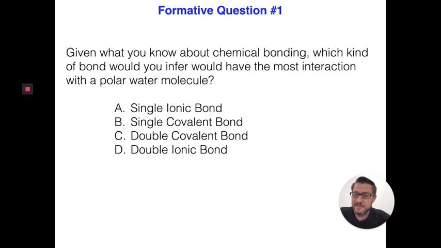Now, why isn't it D? Well, because there is no such thing as a double ionic bond. Double bonds only occur in covalent bonds. So an ionic bond is going to interact with water molecules.